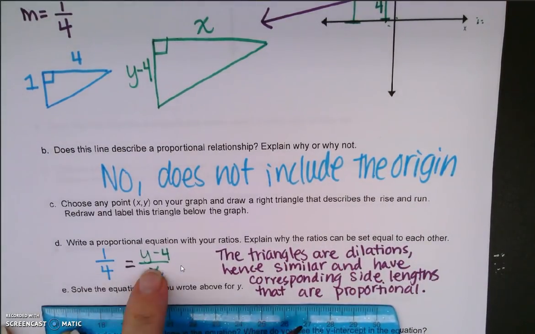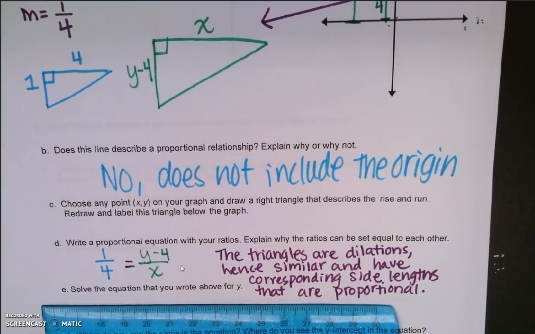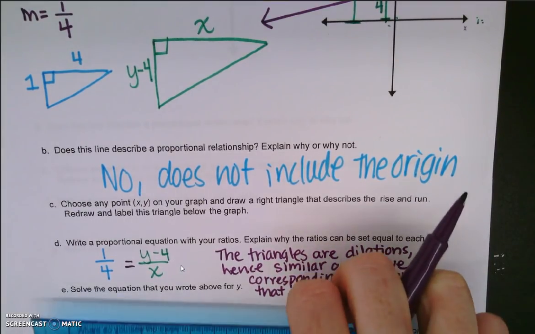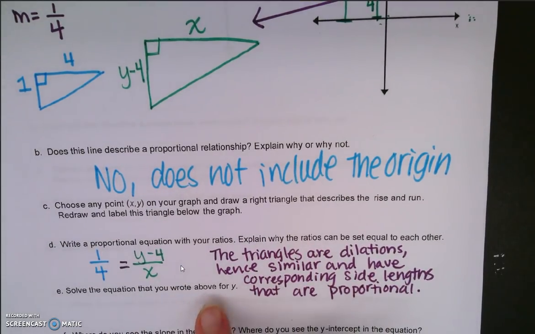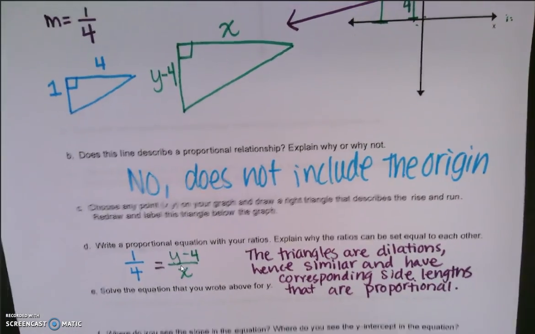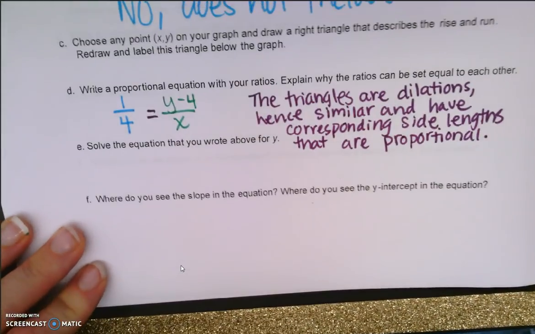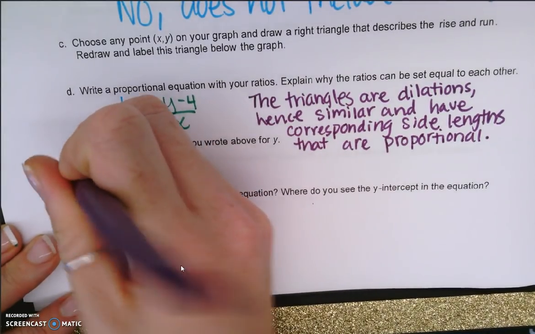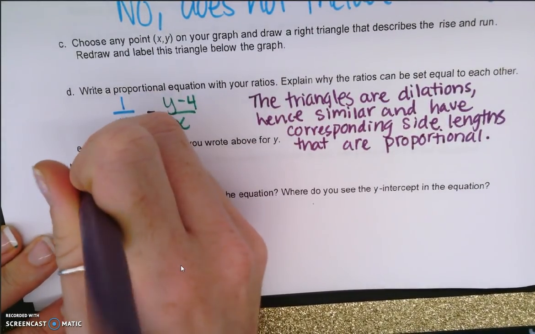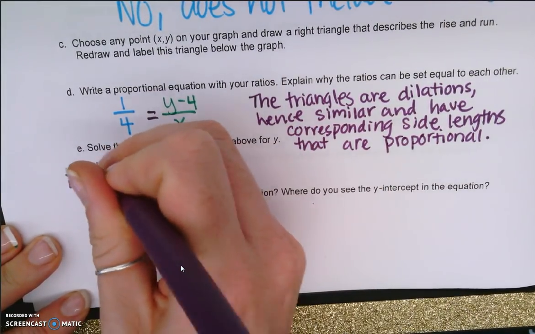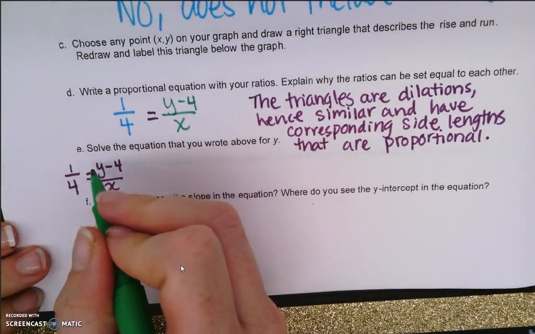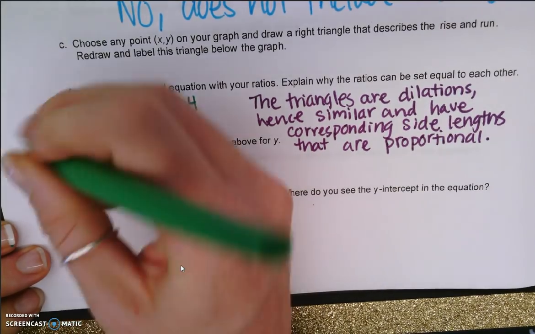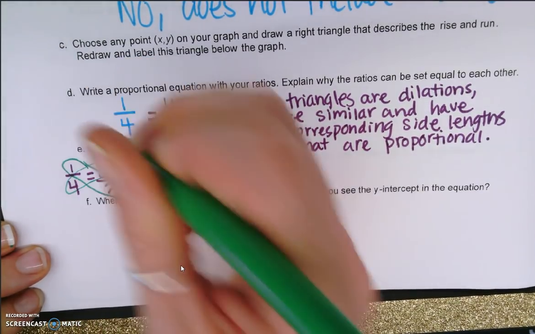And when we have two equal ratios, which is a proportion, we can set up our equation and solve this with cross products. So we're going to solve the equation that we wrote above for y. And this is a really important problem, and there's going to be similar ones like that in your future. So 1/4 equals y minus 4 all over x. This proportion we solve with cross products, or we also call it cross multiplying.